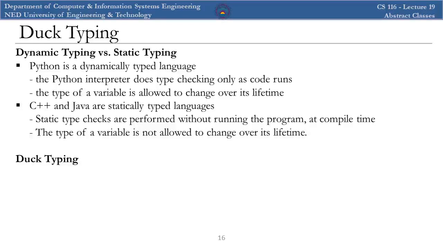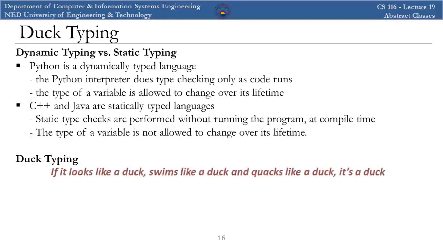Now, if I want to define duck typing, this is the statement that will help you understand it. If it looks like a duck, swims like a duck, and quacks like a duck, it's a duck. So basically, it means that it's the appearance that counts. If something looks like a duck, it's a duck for you. You don't go see the DNA of that object to verify whether it's a duck or not. So if it's looking like a duck and it's acting like a duck, it's a duck for you.